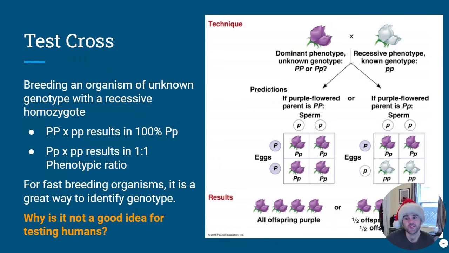And what you're going to do is breed that unknown phenotype, because remember, if you see that dominant phenotype, it could be homozygous dominant, it could be heterozygous. We don't know. So you breed that with a recessive phenotype, which is a known phenotype. Like with these flowers, you know the white flower has to be little p, but a purple flower could be one or the other. Well, breed them together.